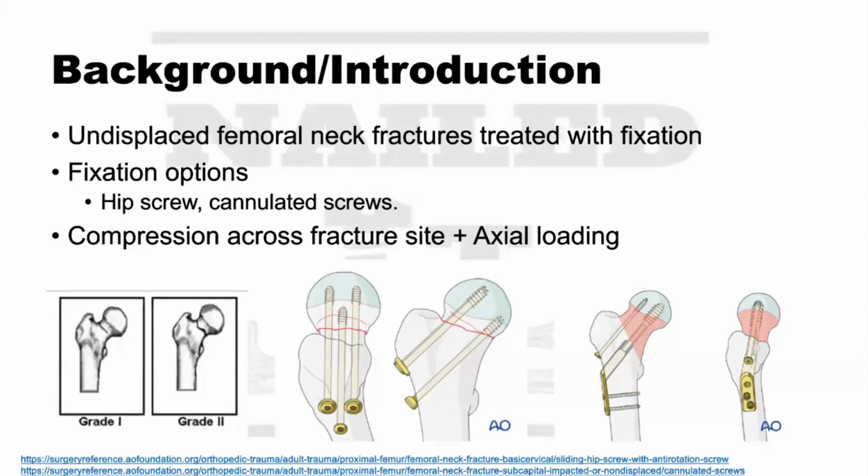Right. So, like he said, this is femoral neck fractures. We're going to be dealing with the undisplaced fractures, so Garden 1 and Garden 2 classification, that were fixed with either a sliding hip screw or cannulated screws. And just the nature of these fixation methods, they allow for compression across the fracture site. And once the patient starts to weight bear, there is some axial loading that occurs. A combination of those two, compression across the fracture site as well as axial loading, can cause some shortening of the femoral neck.